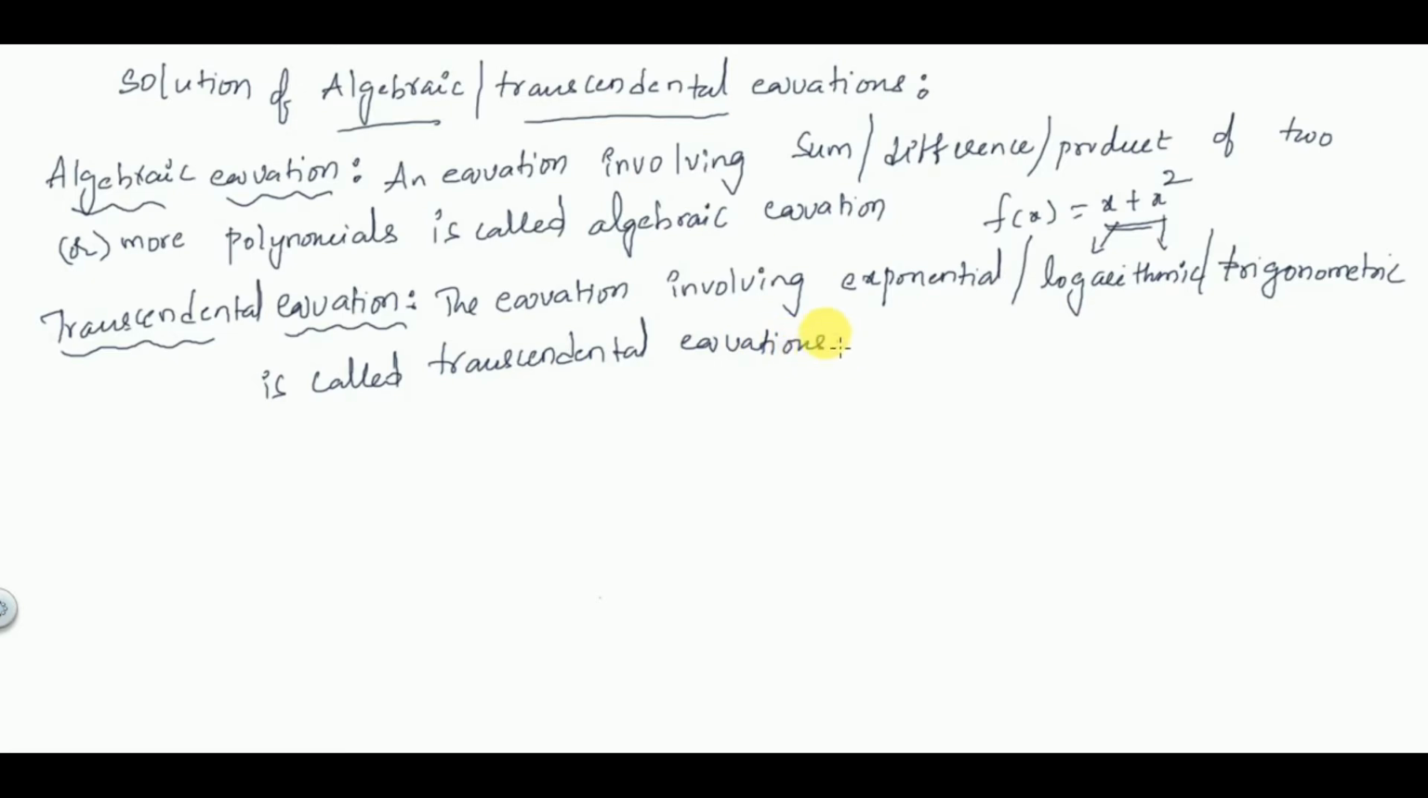So the methods which we have already discussed in the first video are used, that is the bisection method, regula falsi method or false position method, secant method or Newton-Raphson method. Using these methods we are going to solve any equation which contains these terms. So an equation which involves exponential, logarithmic or trigonometric terms is called a transcendental equation.